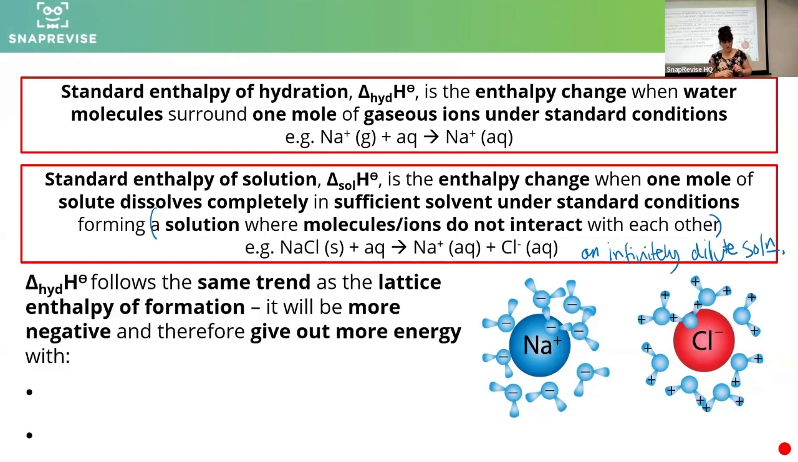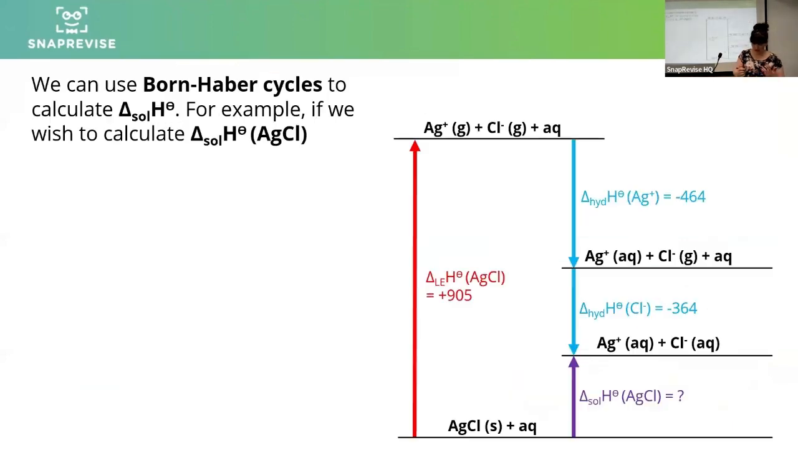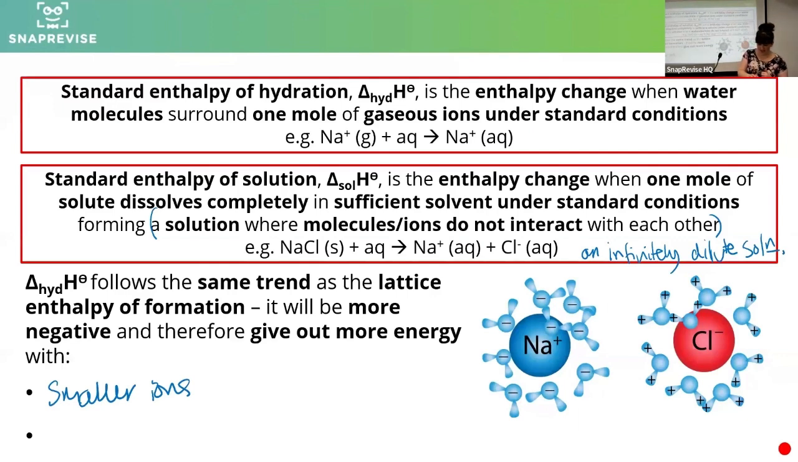Enthalpy of hydration follows the same trend as the lattice enthalpy of formation. It will be more negative and therefore give out more energy when we have got smaller ions. We've said that before. Smaller ions and more highly charged ions. So the higher the charge density, the more energy you're going to get when those interactions happen. And the more highly charged the ion is, again, the more energy is going to be released when those bonds are formed.